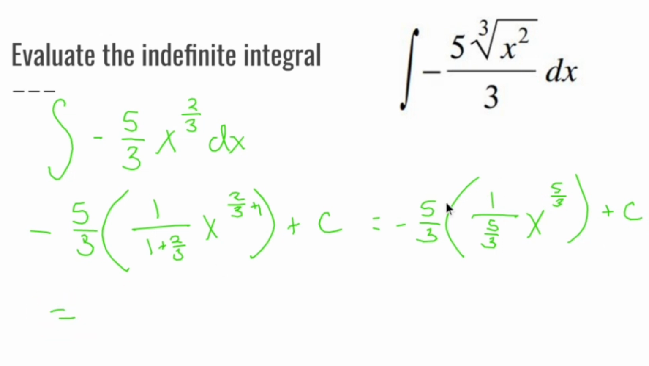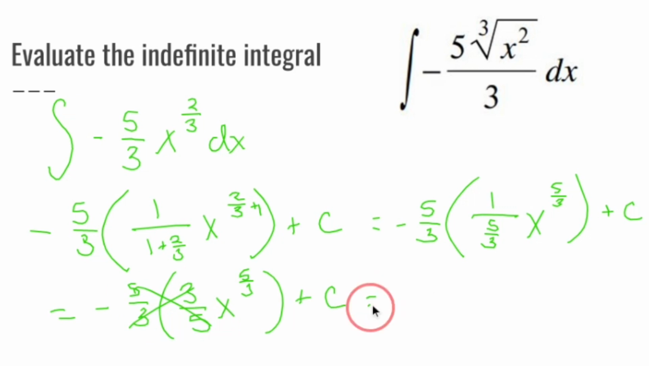1 divided by a fraction becomes its reciprocal. So this becomes negative 5/3 times 1 over 5/3, which is 3/5. How convenient. X to the 5/3. Why is that convenient? Well, 5/3 times 3/5 cancel each other out. So we get negative x to the 5/3 plus c.